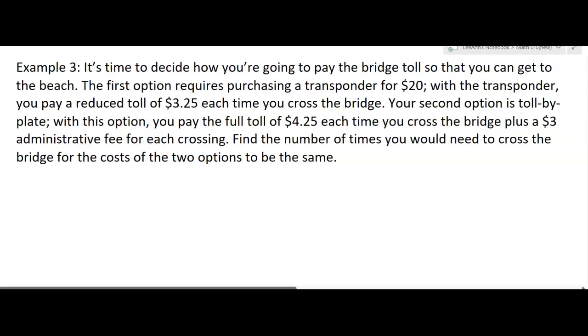Okay, so it's time to decide how you're going to pay the bridge toll so that you can get to the beach. The first option requires purchasing a transporter for $20. Then with the transporter, you pay a reduced toll of $3.25 each time you cross the bridge. Now this phrase, each time you cross the bridge, that's going to be important to us. Your second option is toll by plate. With this option, you pay the full toll of $4.25 each time you cross the bridge. Plus a $3 administrative fee for each crossing.